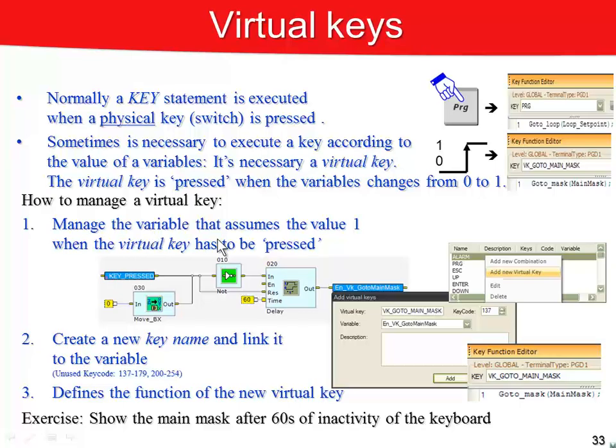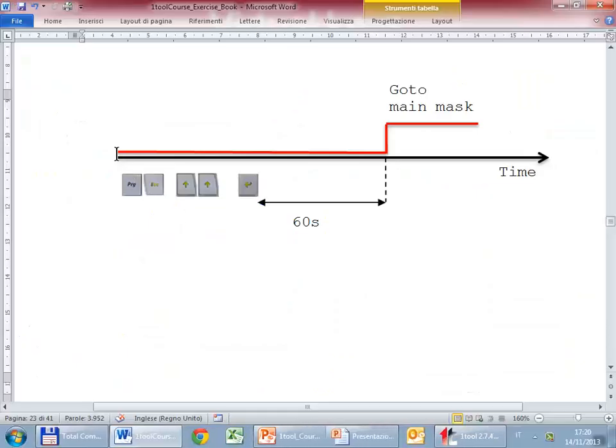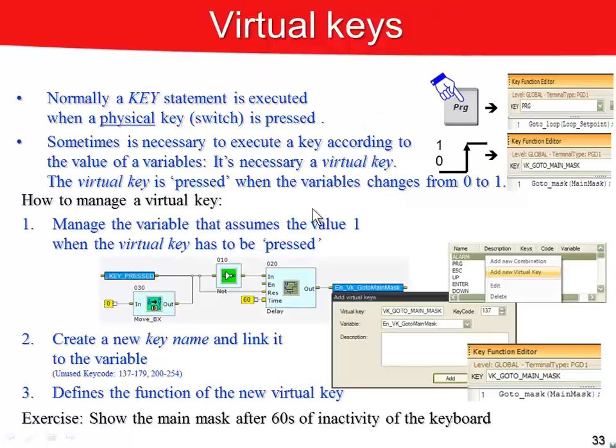Well, step number 1, we have to manage the variable. This in red is the trend of the variable we need. So as long as we press the keys, PRG, ESC, up, down, enter, and so on, the variable remains at 0. But after 60 seconds from the last pressure, the variable becomes 1. The strategy that we need is this one. There are other similar strategies, but the most used is this one.